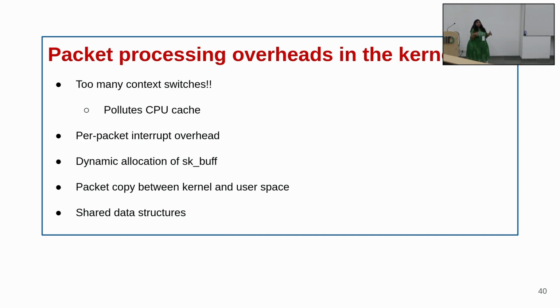Side effect of context switching, whatever cache locality you built up is all lost. So your cache gets polluted, which again degrades the performance. There is per packet interrupt that we talked about. Every packet comes in, hardware is saying stop doing everything. So that is what I talked about in the vanilla Linux system.